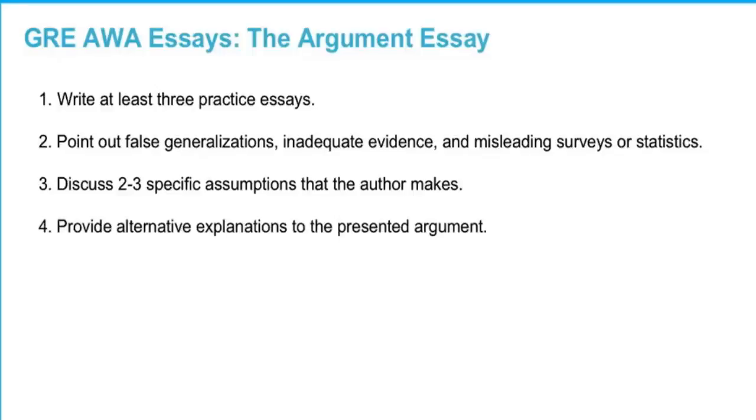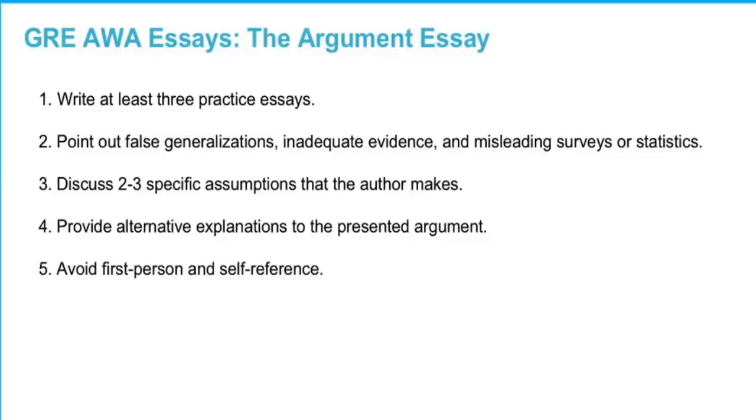Speaking of which, providing alternative explanations for what the author is presenting is a great way to point out flaws within the argument. There is no perfect argument presented on the GRE. Otherwise, you wouldn't have anything to do. You could just say the argument is perfect, the end. The point of this is for you to analyze and then reflect on what the author has presented. So look for those 2 to 3 assumptions, and once you have located those, then from there you can figure out what alternative explanations could have explained the conclusions the author has reached.